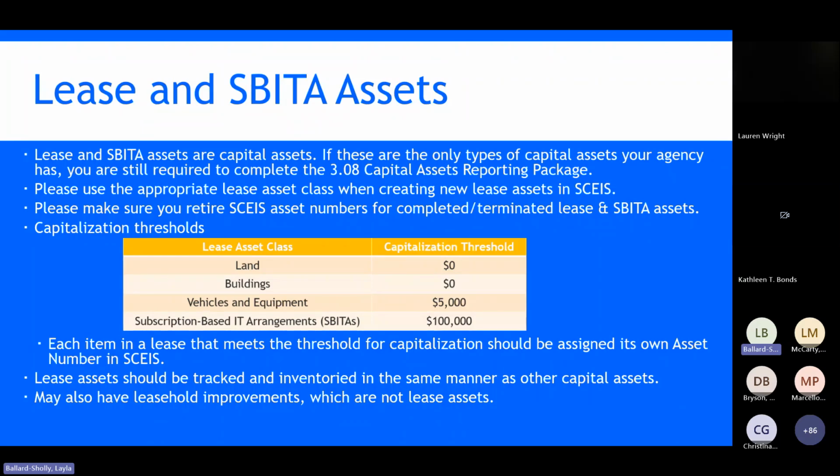For any that do need to be capitalized, you have to assign an asset number to each individual copier. And those should be tracked and inventoried the same way you would copiers you own outright.